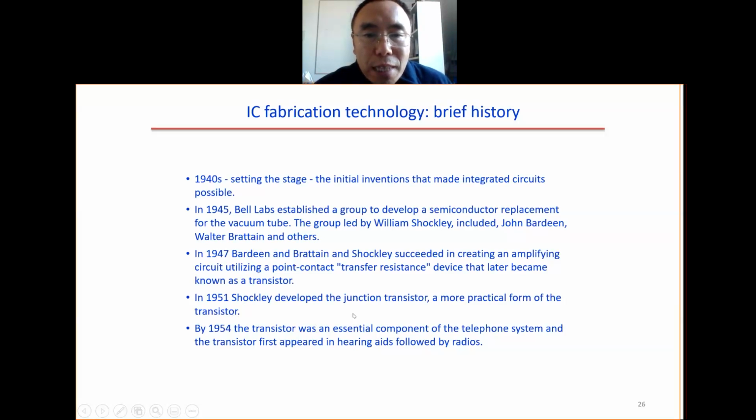In 1951, Shockley, the same Shockley, developed a junction transistor. This is more practical than the first transistor. And in 1954, the transistor was widely used for the telephone system. This is used as a switch.